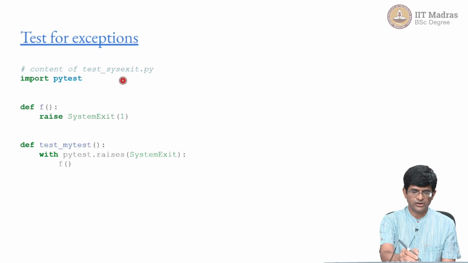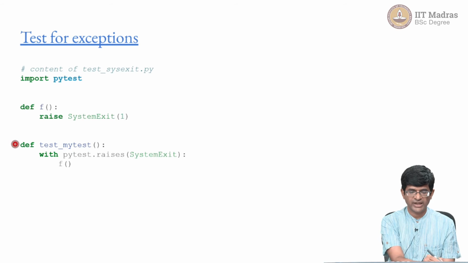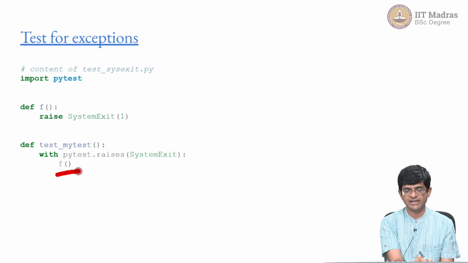For example, one of the things that you could do is, supposing a particular function when I call it is supposed to raise a particular exception, in this case a system exit exception, right? My test over here, because it starts with this word test, will say with pytest.raises system exit f, which basically means that it is going to check whether when I run the function f, it raises system exit. In this case it does, so it's fine.